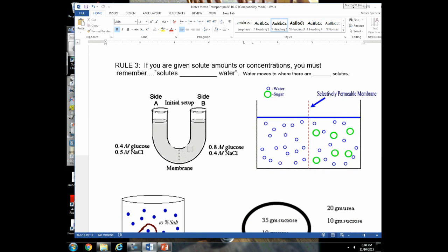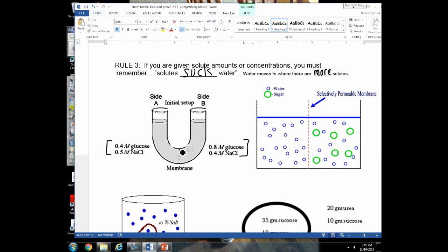So that was rule number 2, and now we're on to rule number 3. Take a look at this diagram that I've given you right here, and you can see that I do not give you water percents. I'm not showing you there's 90% water or 50% water, and I'm not showing you a hypertonic and a hypotonic solution. I'm giving you solute amounts. If I give you a problem and I ask you to predict which way water is going to move, and I just give you solutes, you have to remember this rule that solutes suck water. Wherever there's more solutes, that's the way that water is going to move. Water is going to move to where there's more solutes. So think solutes suck water.